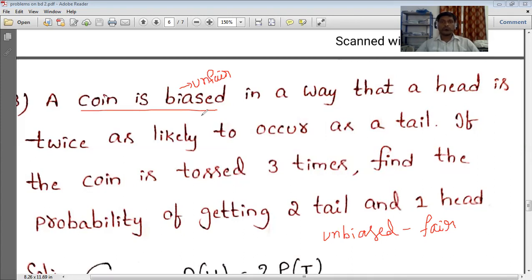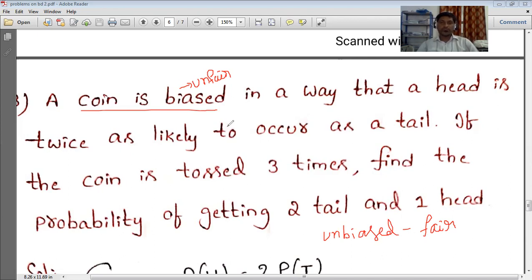Only one thing you have to remember: biased is nothing but no equal possibility, so one is more than the other. Unbiased is nothing but equal possibility, equal pass and equal fail, the same thing. That is unbiased.